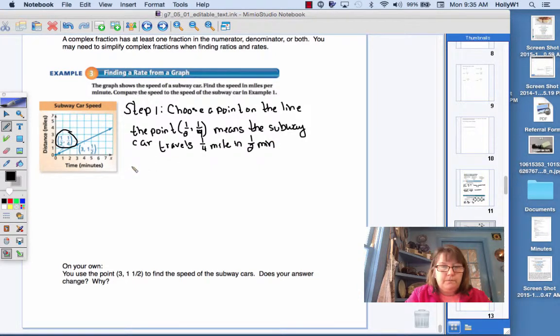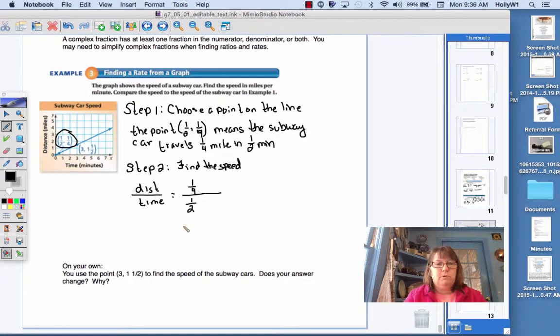So step 2, we're going to actually find the speed. So this is the distance divided by the time. So we already said that the distance was 1/4 mile and the time was 1/2 minute. So that looks really weird. You've got a quarter divided by a half. And I think if I do this, you guys will be slightly happier.